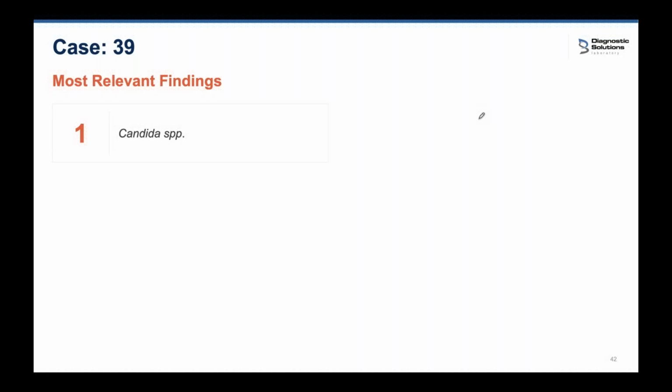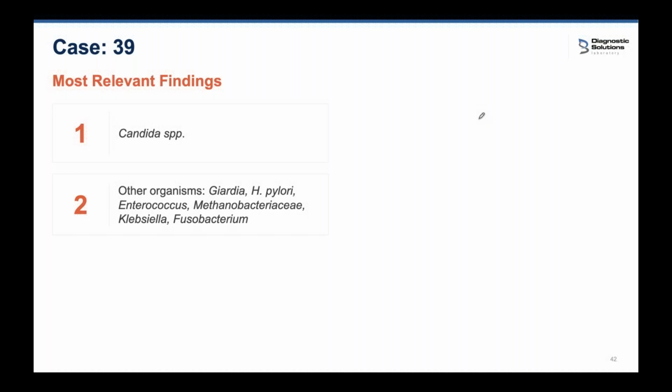The Giardia was, we see that very frequently, and it is a common pathogen and it commonly affects people, but this is a lot of Candida. And the symptoms were very heavy for Candida. So the other organisms, because this is a multi-organism dysbiosis case, we've got our Giardia, our H. pylori, Enterococcus, Methanobacteriaceae, Klebsiella, Fusobacterium. So I like to write them all down, and then when I'm choosing my botanicals, I like to find some nice broad spectrum so we can hit all of them.